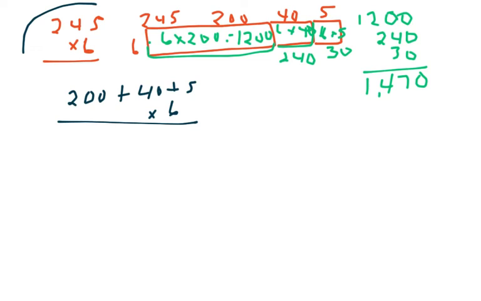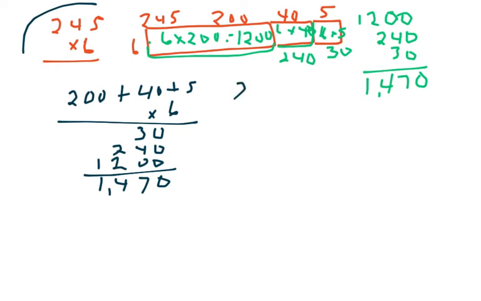We'll write them down here. 6 times 5 is 30. 6 times 40 is 240. 6 times 200 is 1,200. Add them up: 0, 7, 4, 1,470. So, of course, you get the same answer. But that's using expanded notation.